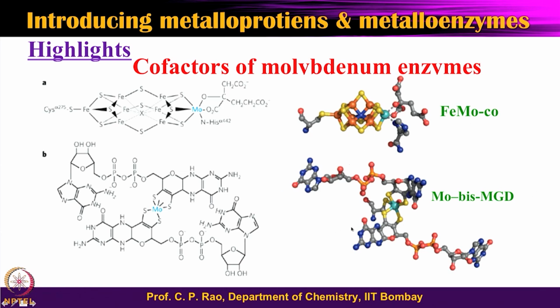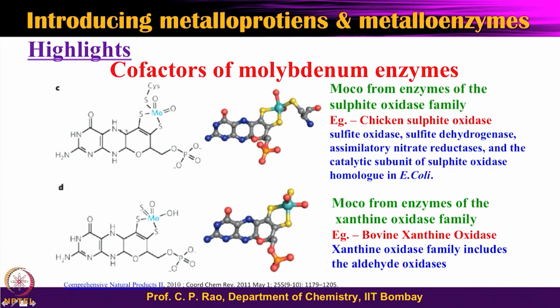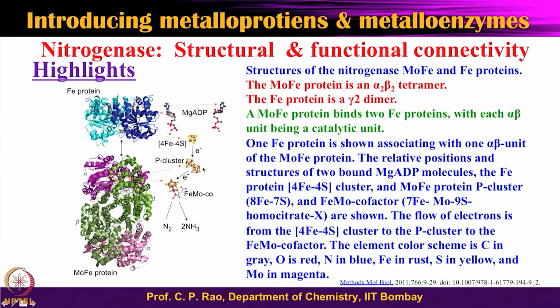Now, when you come to the cofactors of oxidoreductases, you see that this moiety is called a pterin moiety, and this is a phosphate, this is a sugar, this is a base. So, it is basically a kind of nucleotide with the pterin molecule. You can have a di, or you can also have a mono kind of thing. All these kinds of cofactors are present in the molybdenum enzymes.